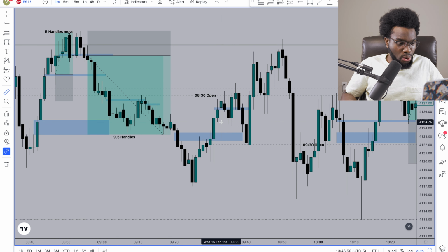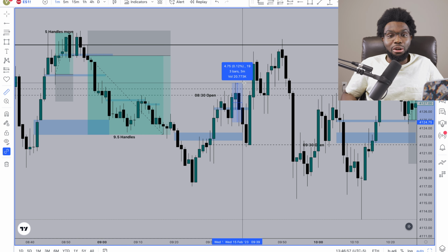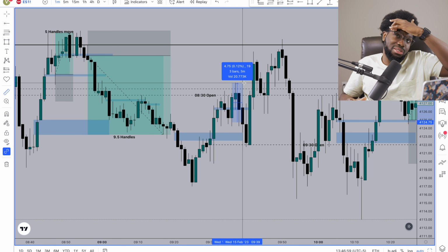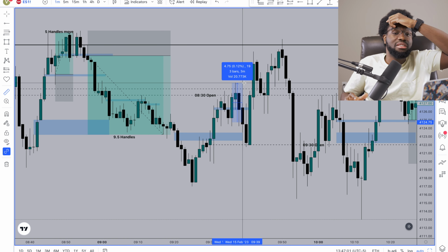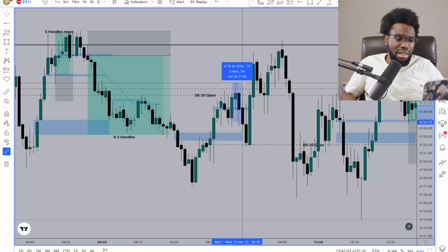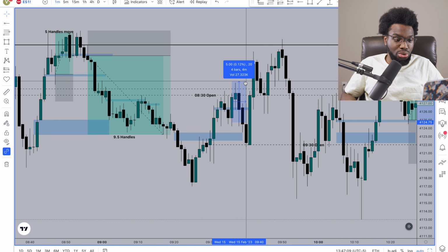Okay, here I got into a trade and it gave me 4.75. I wanted 5 handles, and that's the thing. Sometimes you have to put all these things into consideration and see, maybe, just literally one tick. All I needed was one tick. It didn't get there, which was cool.